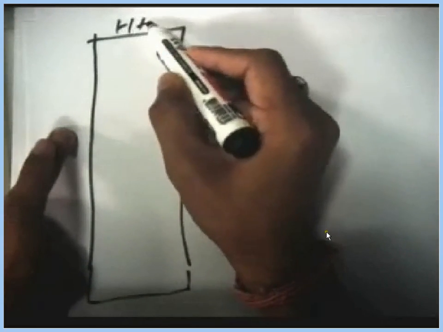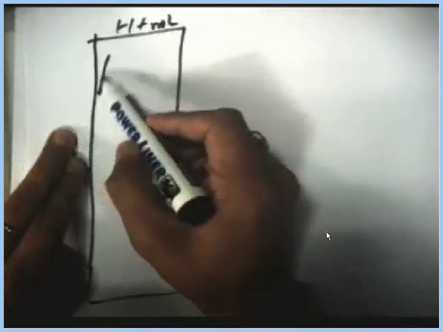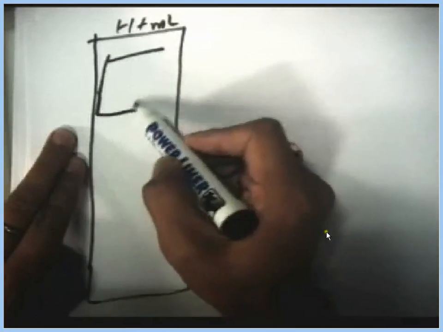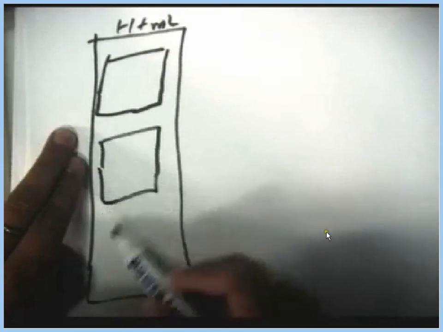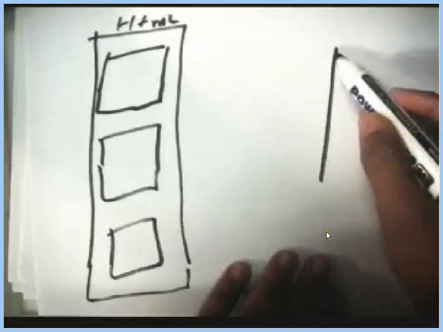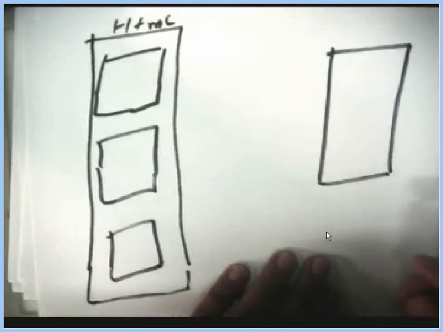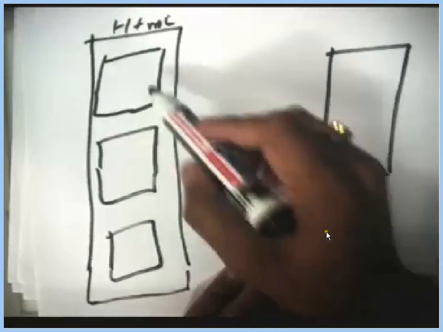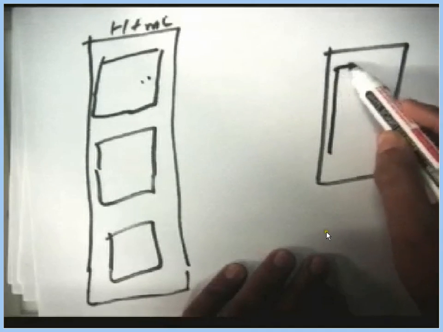Suppose this is one HTML file, and in this HTML file I have created three pages. For example, this is the first page, this is the second page, and this is my mobile device screen. Initially, when I try to open this page, this page will appear on my mobile device.